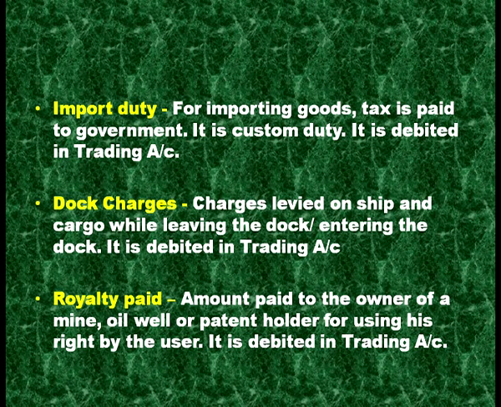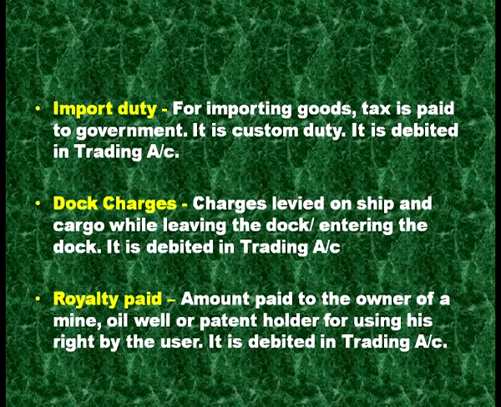Import duty. For importing goods, tax is paid to the government. It is a customs duty. This is a direct expense which is debited to trading account. Next is dock charges. Charges levied on ship and cargo while leaving or entering the dock are called dock charges. This is also a direct expense and debited to trading account. Royalty paid. Amount paid to the owner of the mine, oil well or a patent holder for using this right by the user. This is also a direct expense, so again it is debited to trading account.